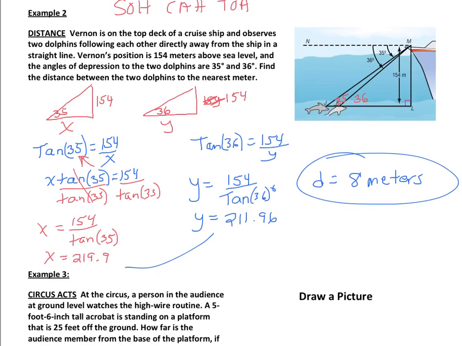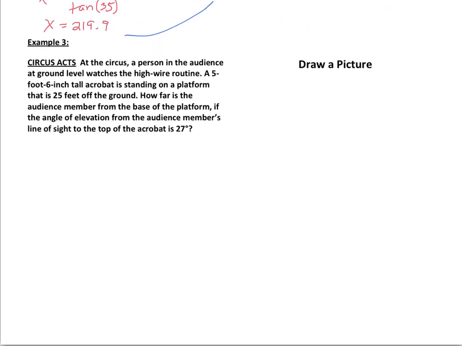Okay, final example. Example 3, circus acts. At the circus, a person in the audience is at ground level watching the high wire routine. A 5'6" tall acrobat is standing on a platform that is 25 feet off the ground. Let's draw it. We've got a 25-foot platform, and we've got a person here. Obviously, my drawing is not drawn to scale, and that person is 5 feet 6 inches tall. If I put that entirely in feet, that would be 5.5 feet, because 6 inches is half of a foot.